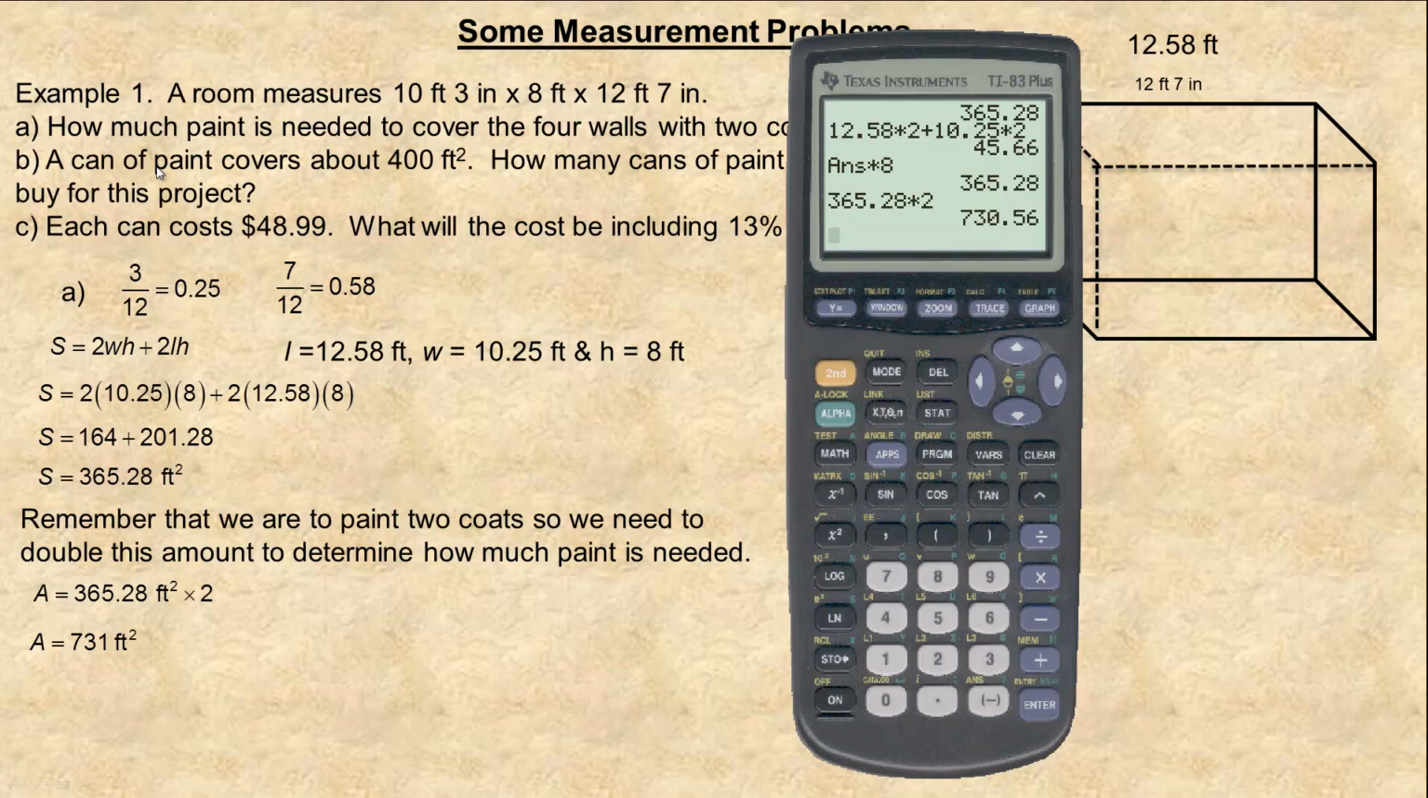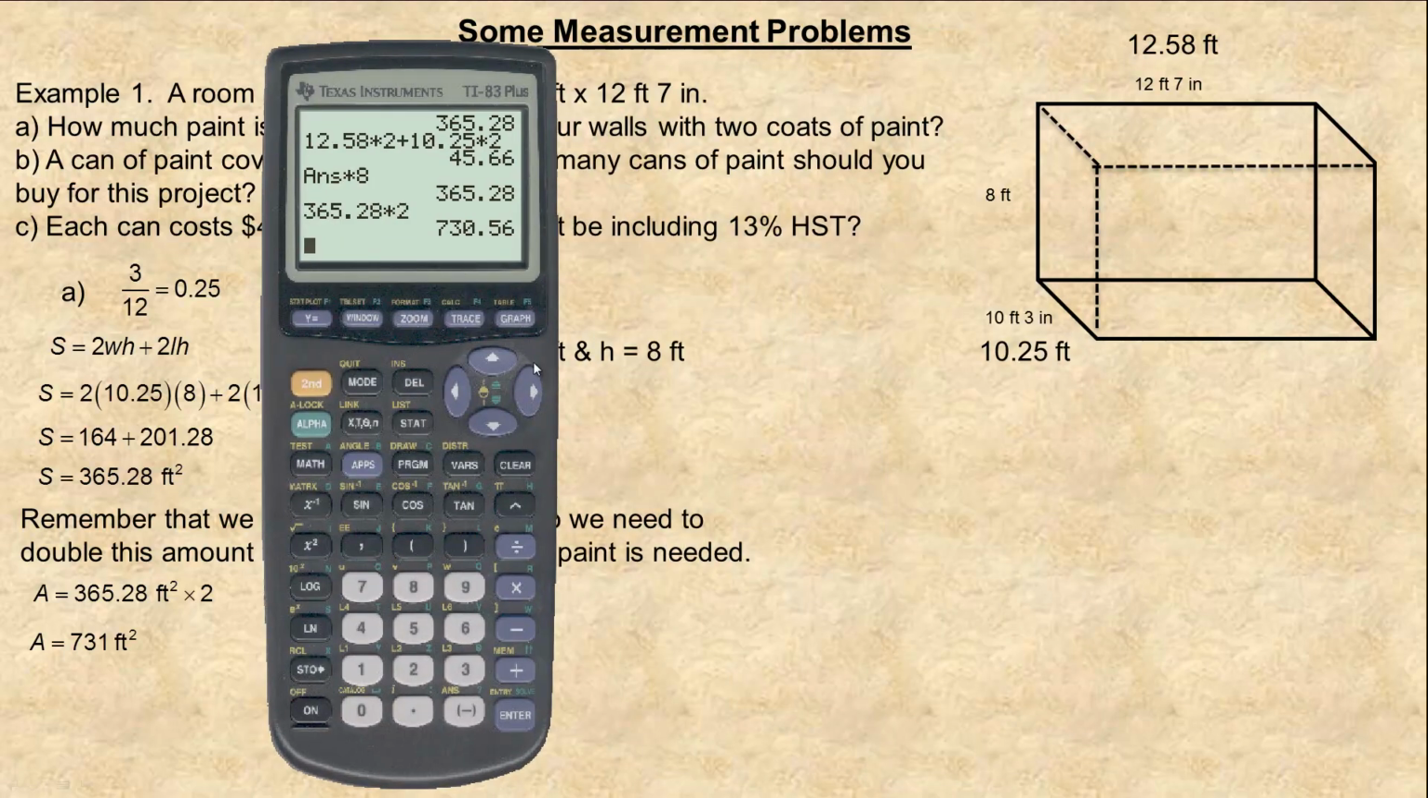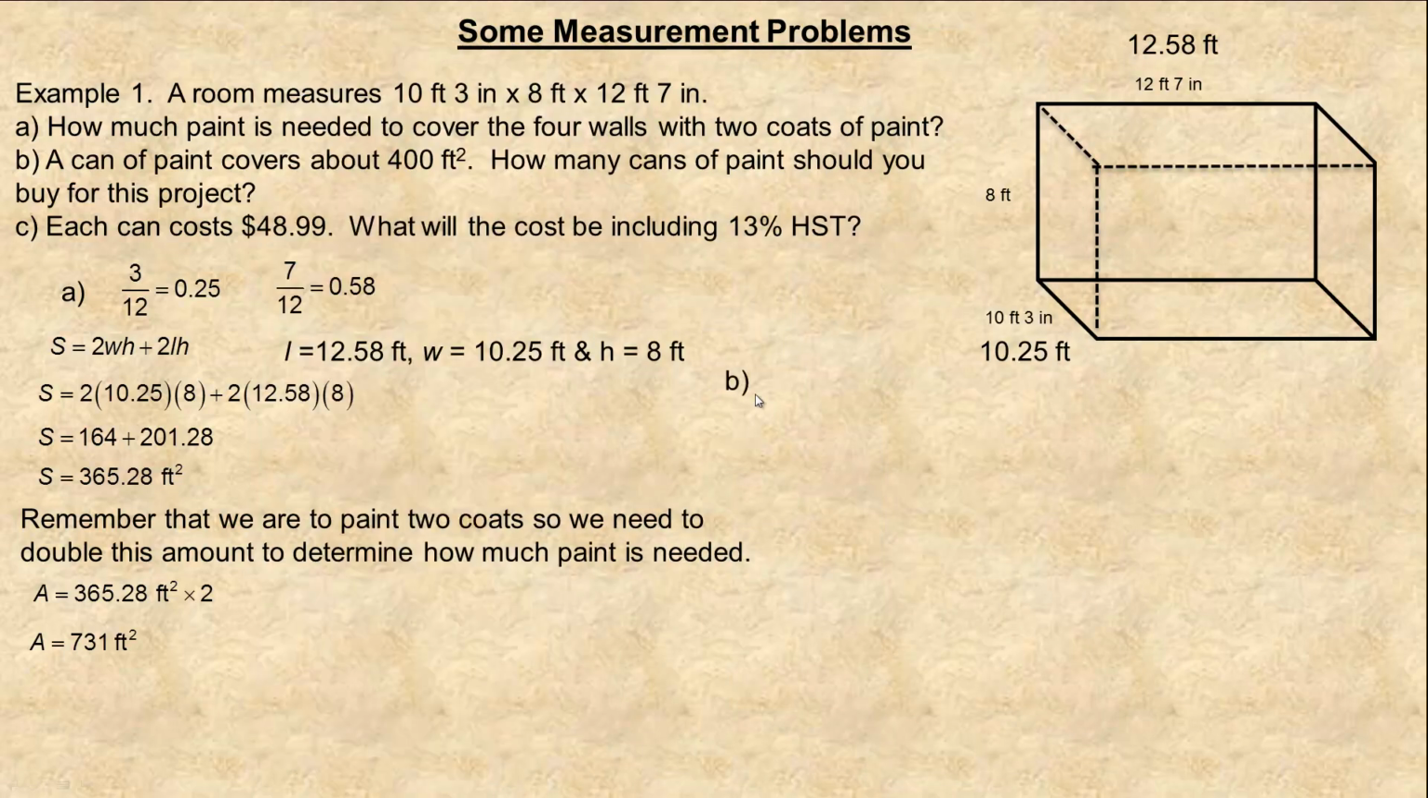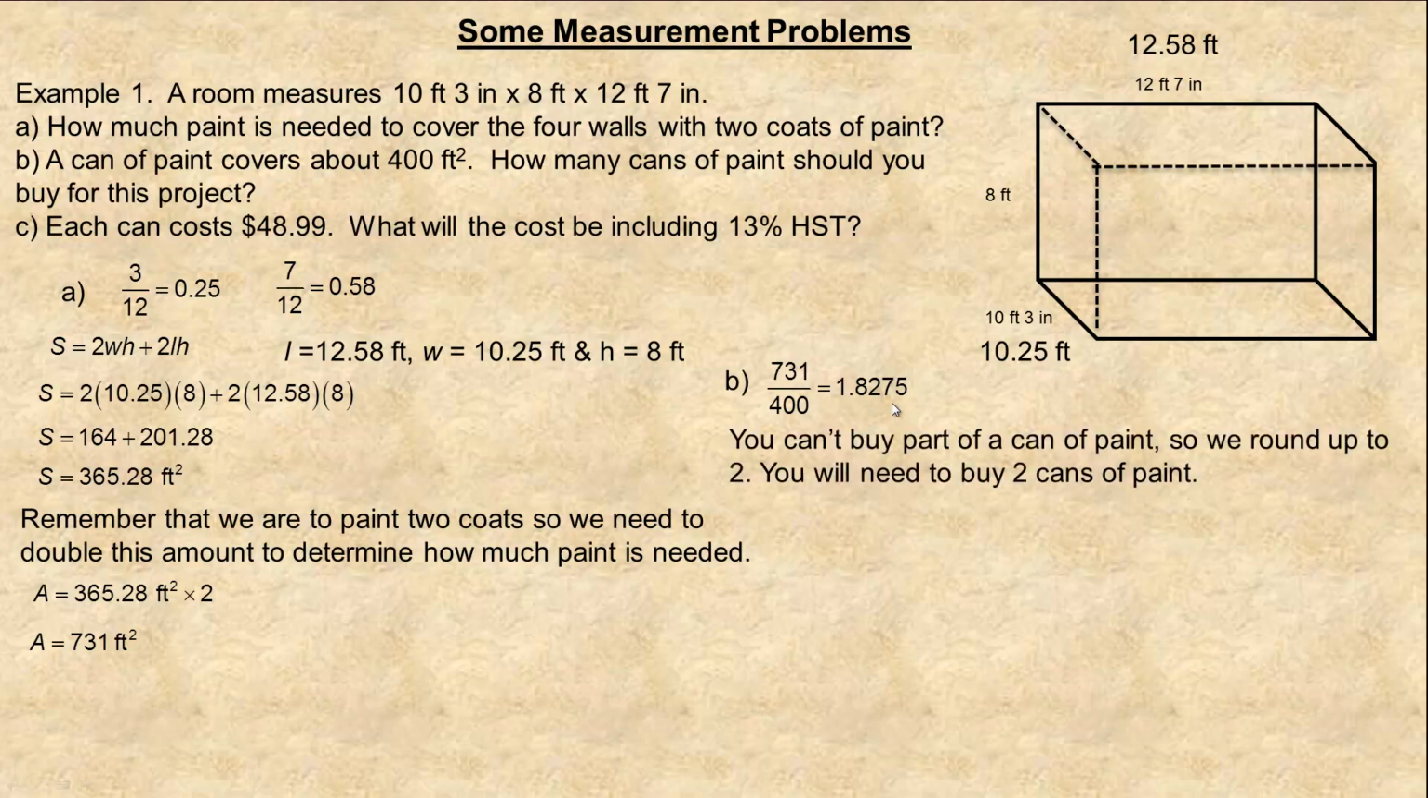So now we're told that a can of paint covers 400 square feet. So for B here, what we would do is we take that 731 and divide it by 400. We want to find out how many 400 square foot cans we need to cover 731 square feet of walls. So we'll divide that by 400. That's 1.8275. You can't buy part of a can, so we would round that to 2. So we need to buy 2 cans of paint.